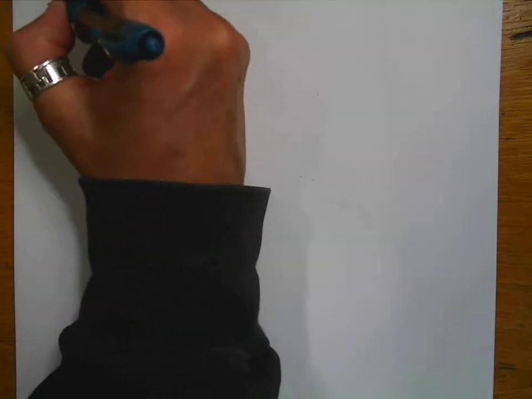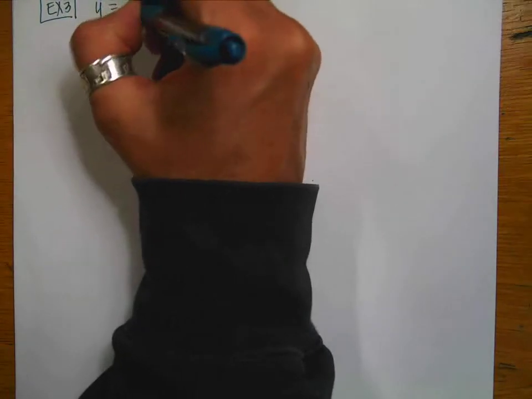All right. Example number 3, cruising right along. So if I have y is equal to 2 to the 3x.